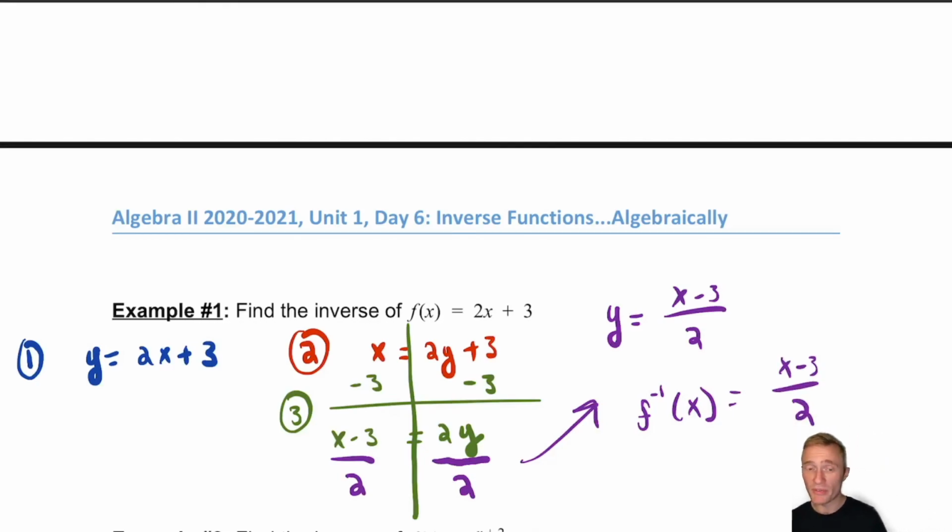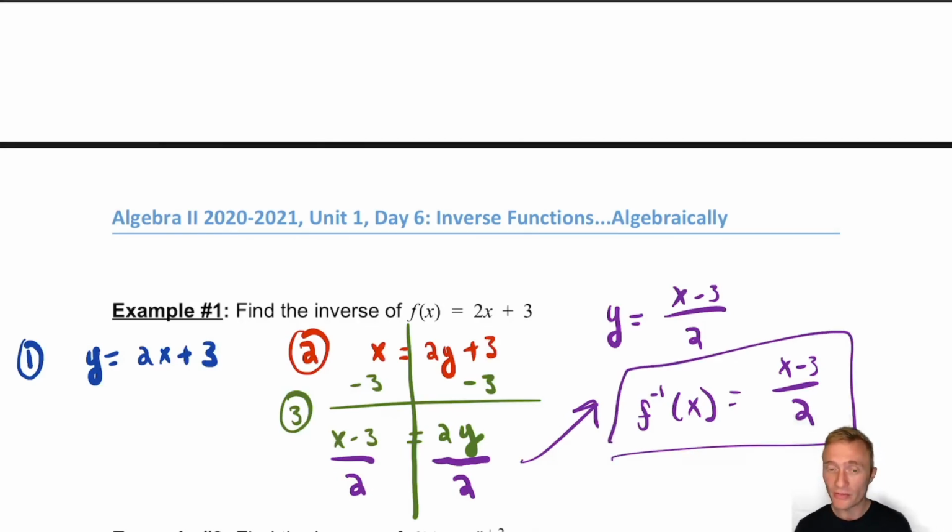Step 1, replace the f of x with y. Step 2, swap your x and y variables. Step 3, solve for y. That is how you find the inverse of a function.